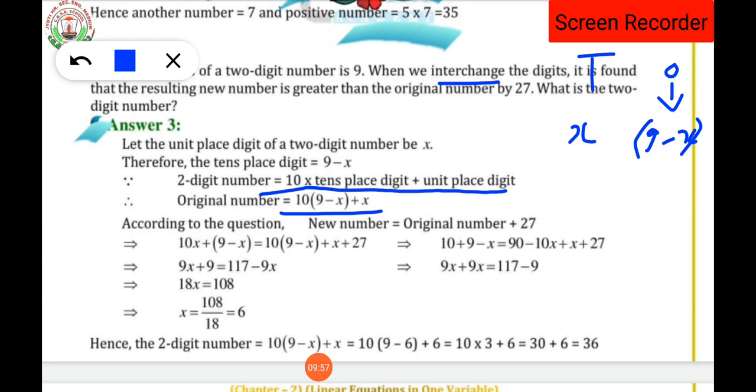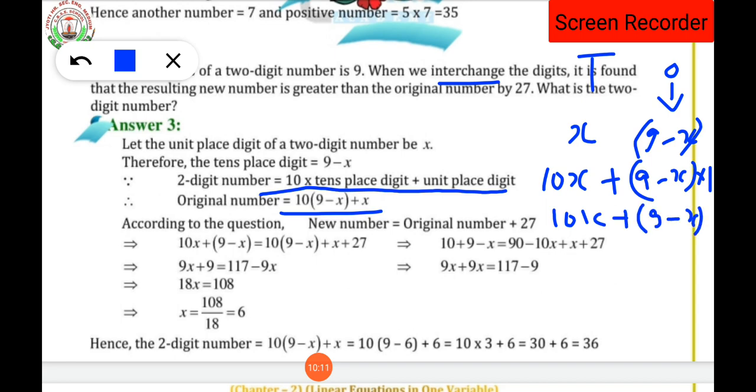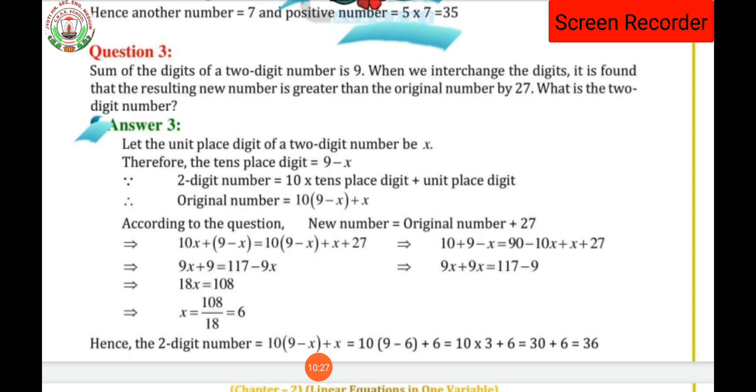Now expanding this, इसको एक्सपांड करेंगे तो क्या होगा, 10 into x plus 9 minus x into 1 हो गया ऐसे. सो ये हो जाएगा 10x plus 9 minus x. We will get like this the second expression. So in the second equation, when we interchange the digits, it is found that the resulting new number is greater than the original by 27. So here 27 will be added in the equation.